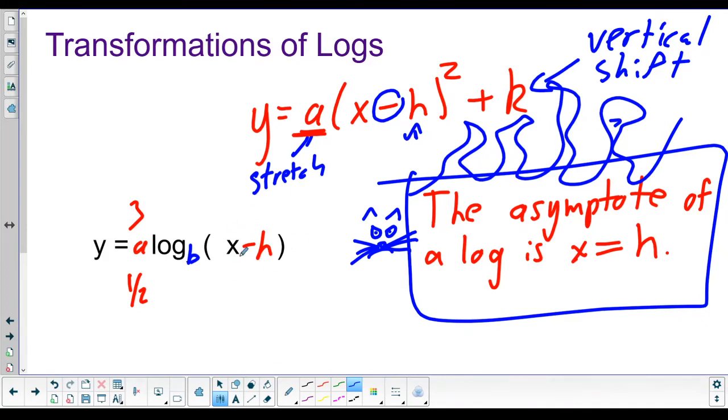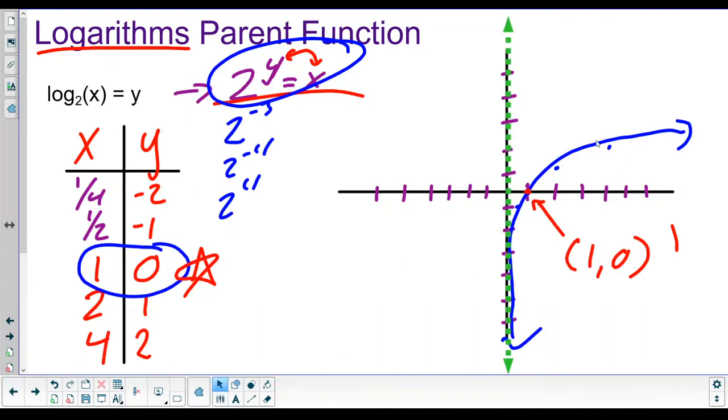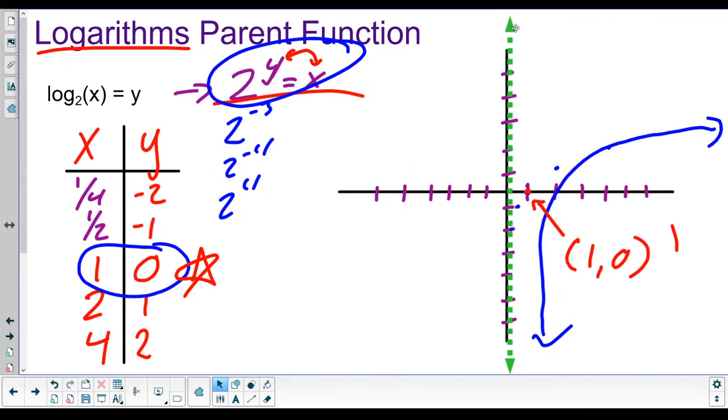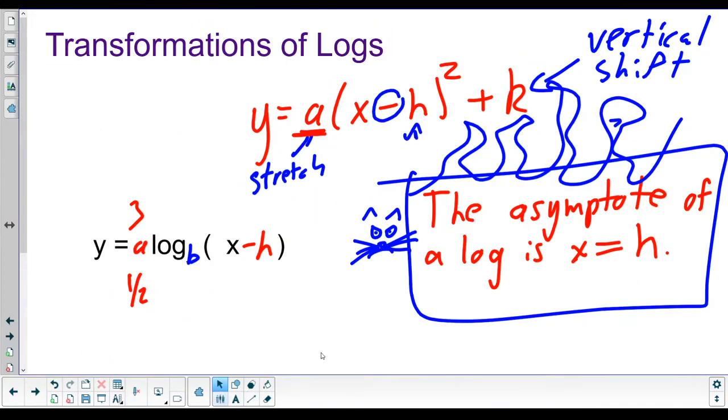Okay, this h still does horizontal shifts. So if we go look at our log, if I take this graph and move it right 1, this asymptote moves right 1 with it, and then your asymptote is now at x equals +1. So if you move this graph, the invisible line that it gets really close to moves with it. So that's why the vertical asymptote is connected to your horizontal shift for your graph. Okay. And then, of course, we do have a vertical shift for logarithms. It shifts it up and down.